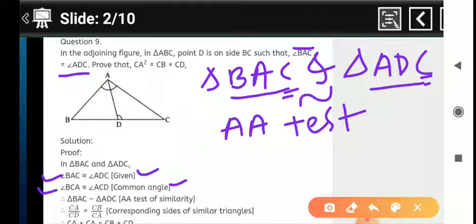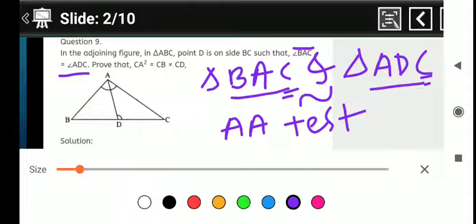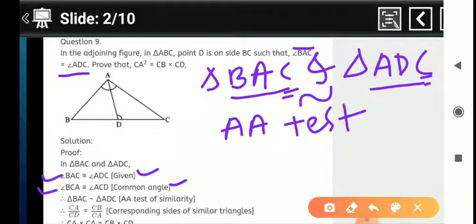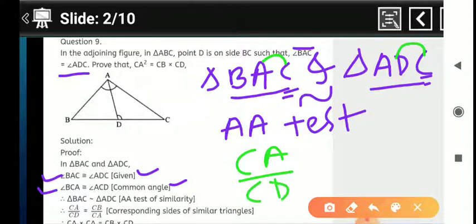Okay. Then if two triangles are similar, then we can write their sides in proportion. So here we have to take two pairs of sides. Suppose the first side is CA of the first triangle, then CD of the second triangle. So CA upon CD is equal to, then the second is CB upon CA.